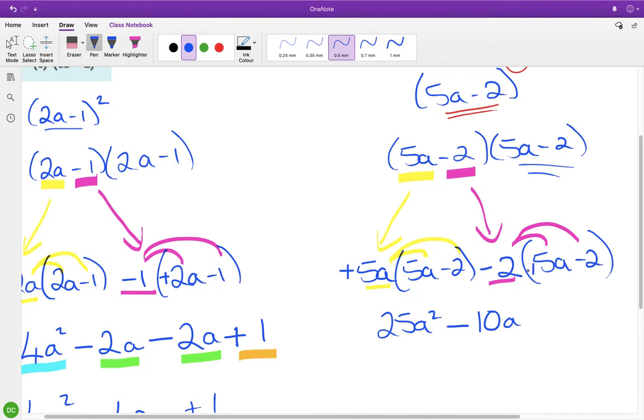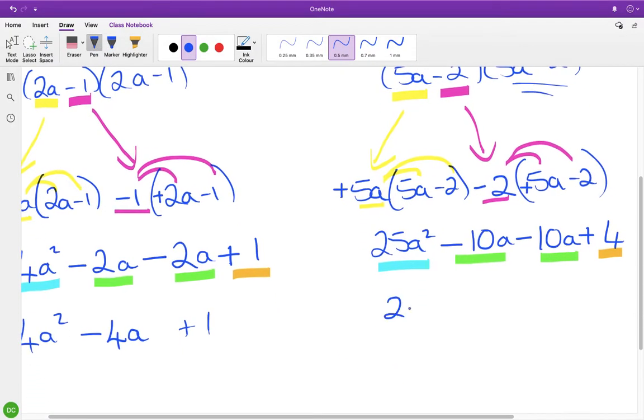This is a minus and this is a plus, so different signs give me a minus. 2 times 5 is 10, and then just the 1a. And then the last one is minus and minus, the same signs, which gives me a plus, and 2 times 2 is 4. So again, families, you'll notice similarities here. We have our a squared, we have the a family, and then we have our constant.